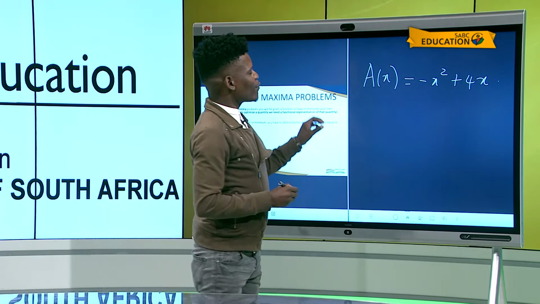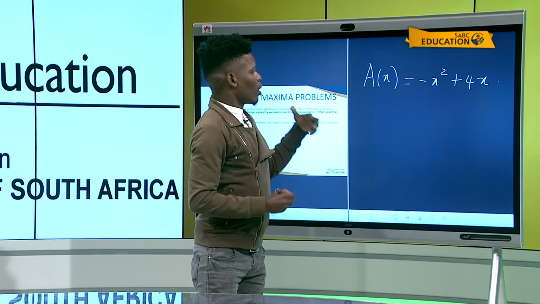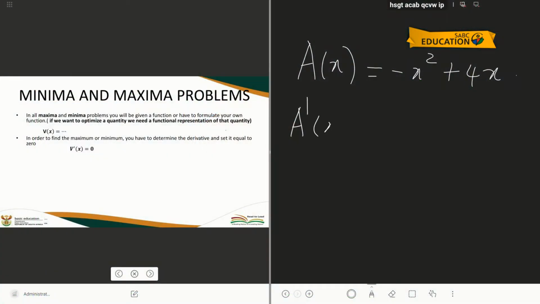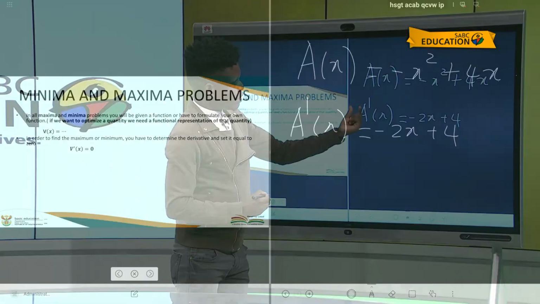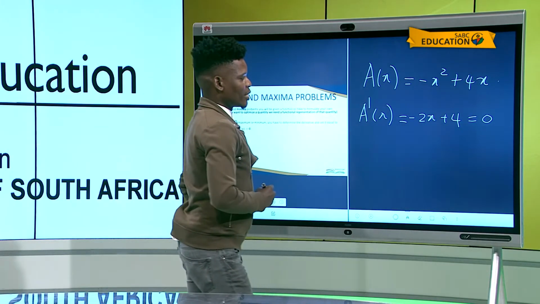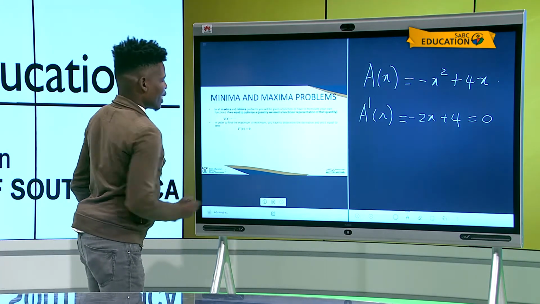So it means that if I want to find the minimum or the maximum area of this, I'm going to say the first derivative of the area equal to, so you guys already know how to derive a function, so this becomes negative 2x plus 4. Now, I am saying the derivative must be equal to 0, so we are going to then equate that to 0.